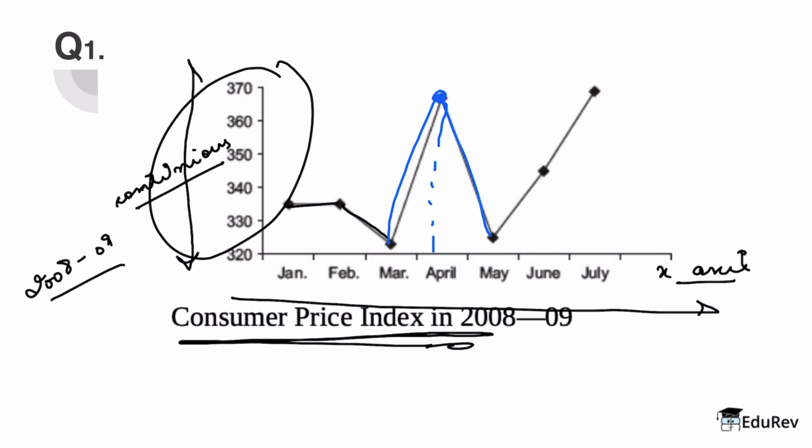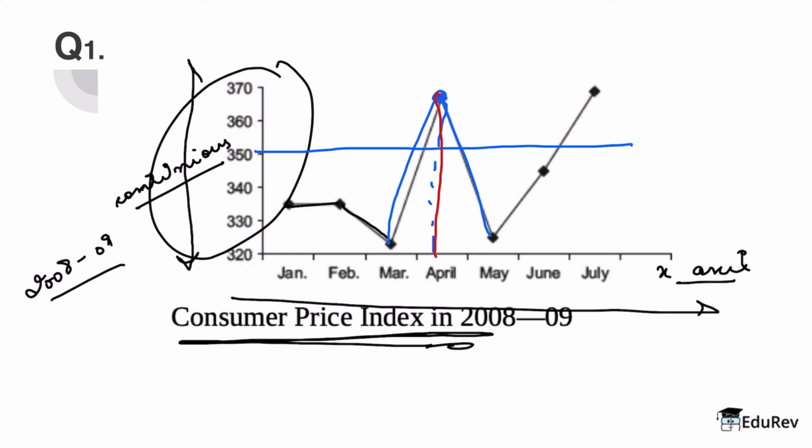Now question number 3. Question number 3 says, how many months was the CPI greater than 350? So CPI greater than 350, this is my CPI. I would say it is for 2 months. One is April, as you can see here, and the second one is July, right? So for April and July, that means 2 months. So the answer is 2.